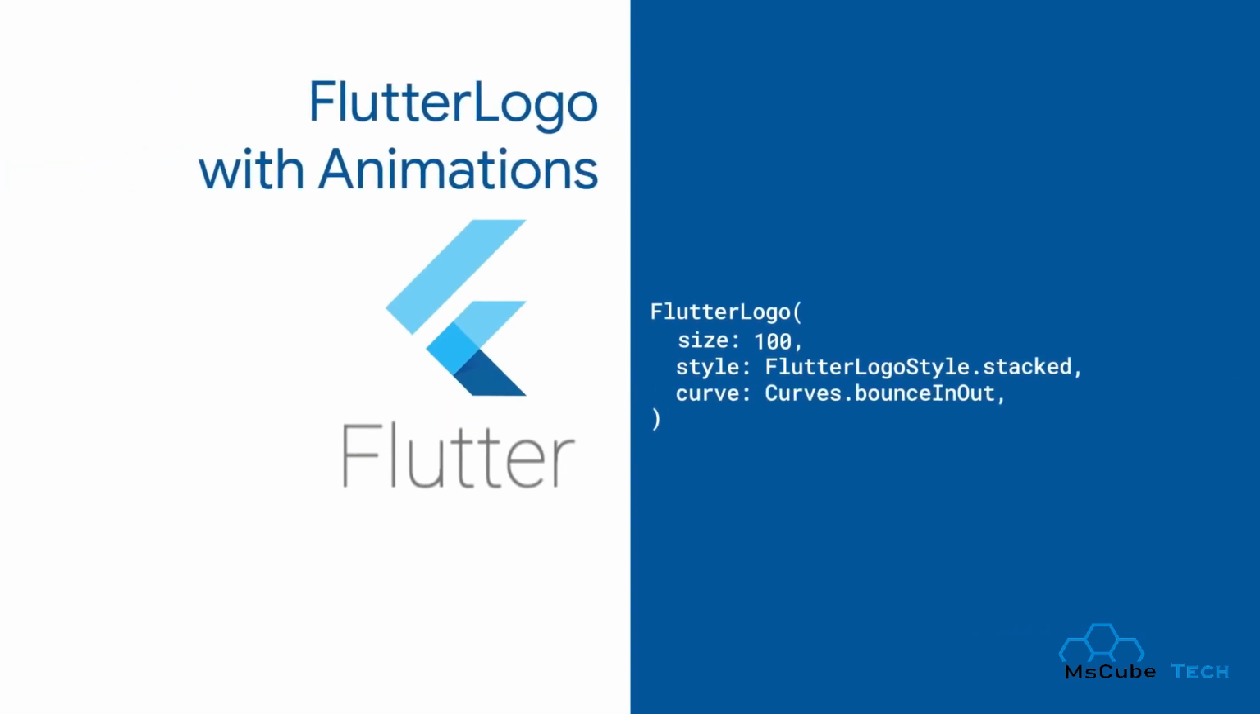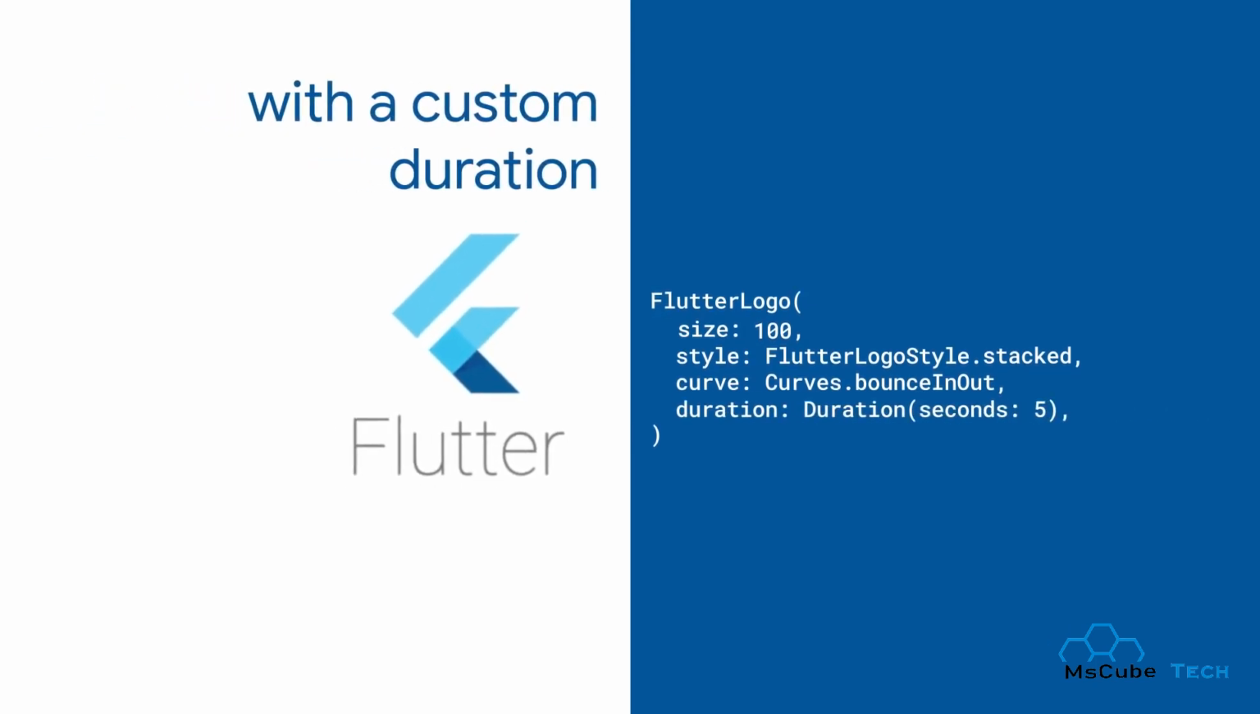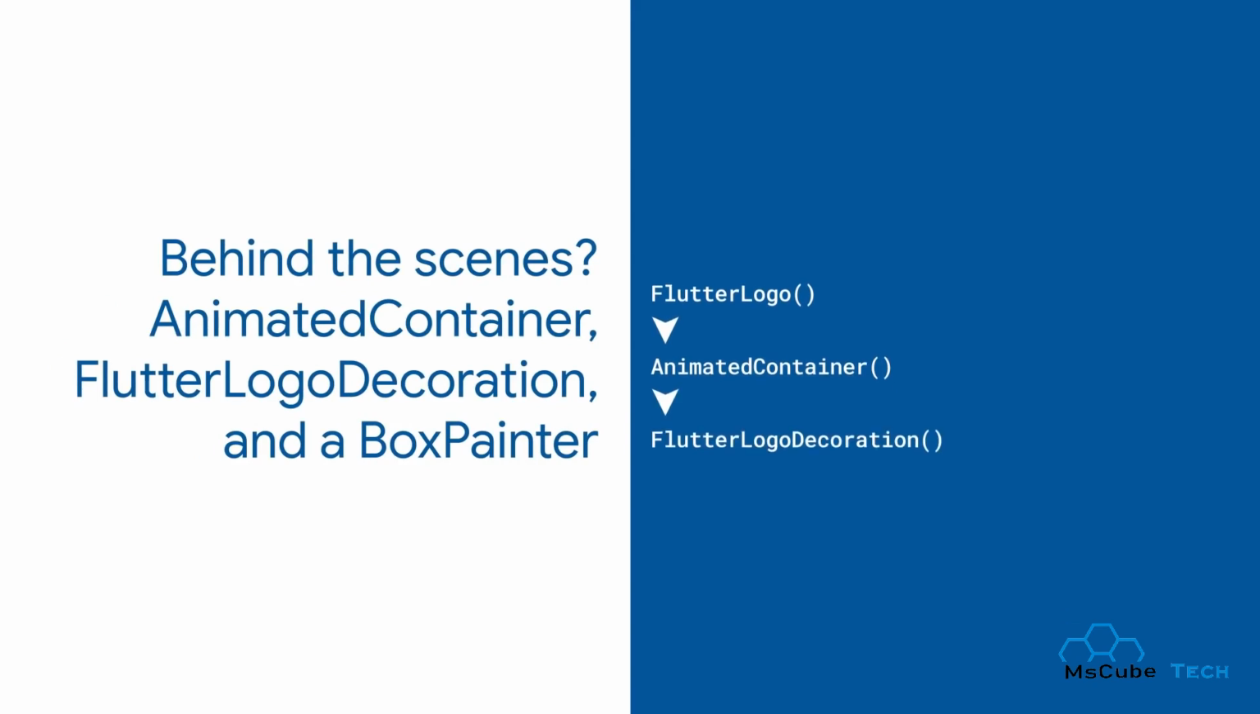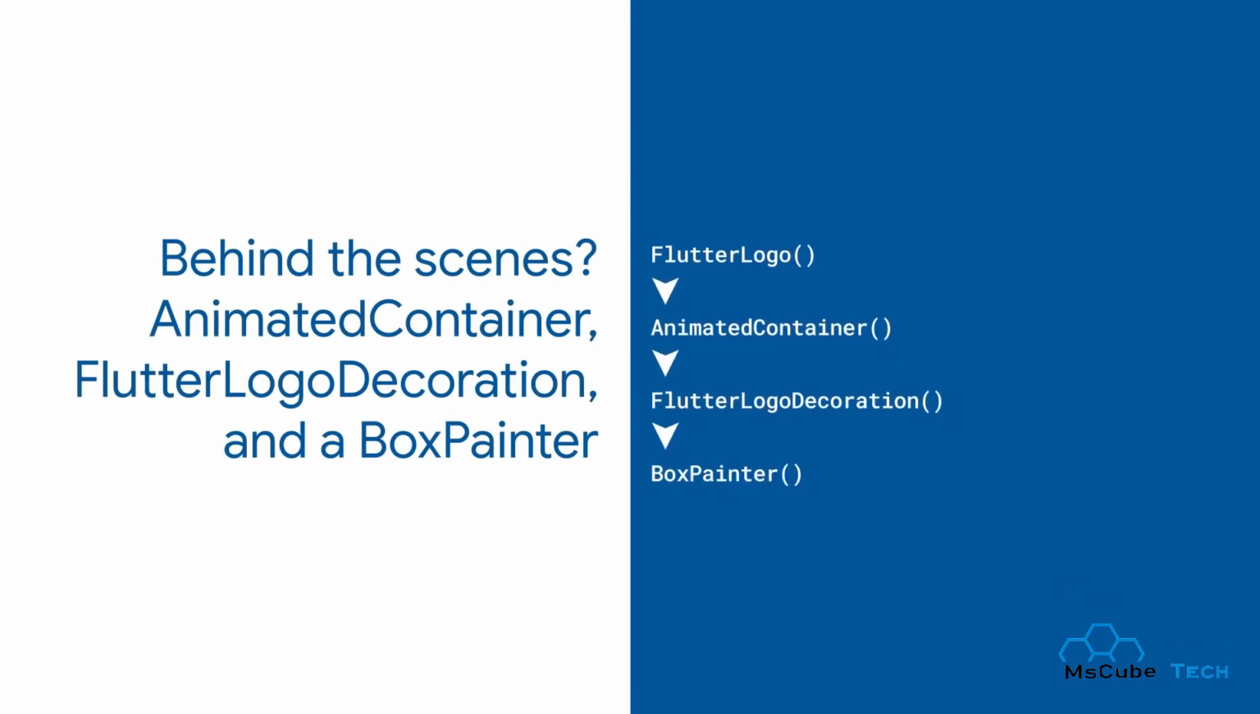The Flutter Logo widget also has built-in support for animations. The curve property changes how those animations happen. Set it to a curve like bounce in, out, and then change the size to see it bounce in and out. And then change the duration to slow it down. All of this is powered by an animated container and a special Flutter logo decoration to handle painting the logo onto a canvas.